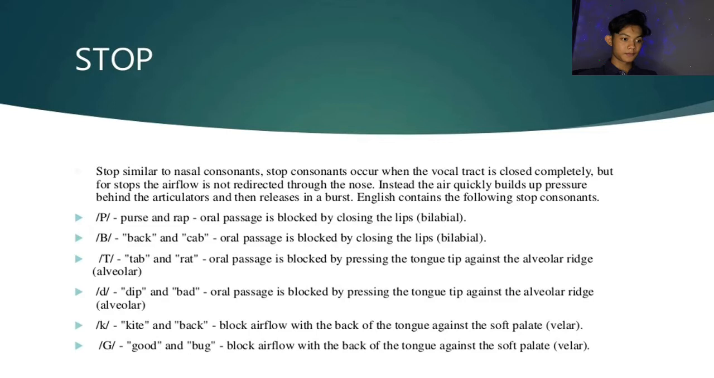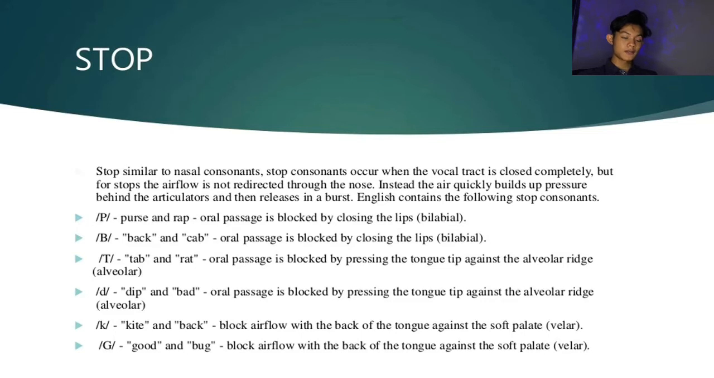And we move to the alveolar example. It's T, tap, and rat. Oral passage is blocked by pressing the tongue tip against the alveolar ridge. The second example of alveolar in this type, which is stop, is deep and bad. Oral passage is blocked by pressing the tongue tip against the alveolar ridge, which is the definition of alveolar.